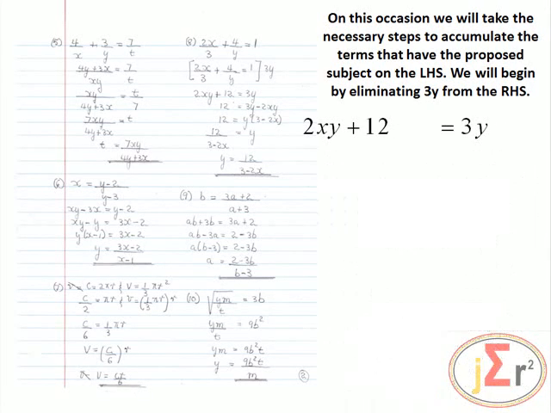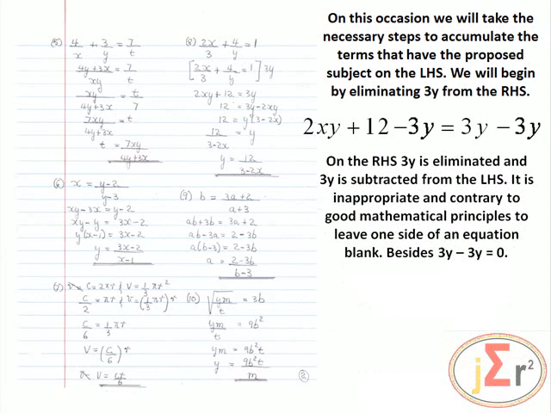So we will eliminate that 3y from the right hand side by subtracting 3y. We do that to the left hand side also. On the right hand side, 3y is eliminated and 3y is subtracted from the left hand side. It is inappropriate and contrary to good mathematical principles to leave one side of an equation blank. Besides, 3y minus 3y is equal to 0. There we have it.